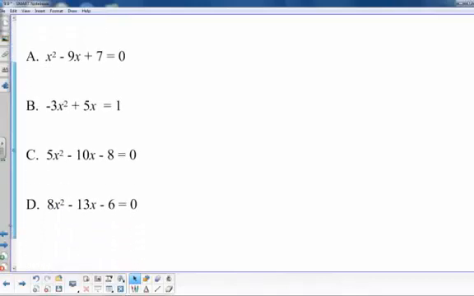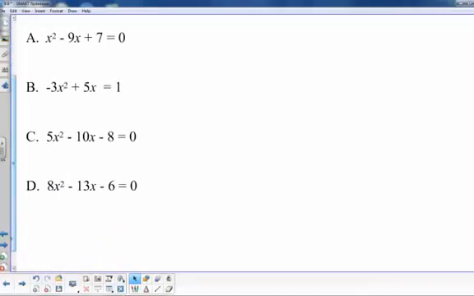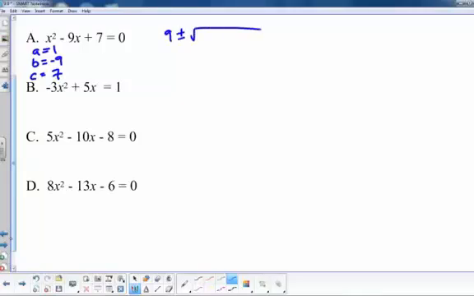All right, a little extra practice. We'll do a few of these. We're going to just keep going on the quadratic formula. So a is 1, b is negative 9, and c is 7. It's not factorable for sure. No two numbers multiply to give you 7. So we've got negative b plus or minus square root b squared minus 4ac divided by 2a.